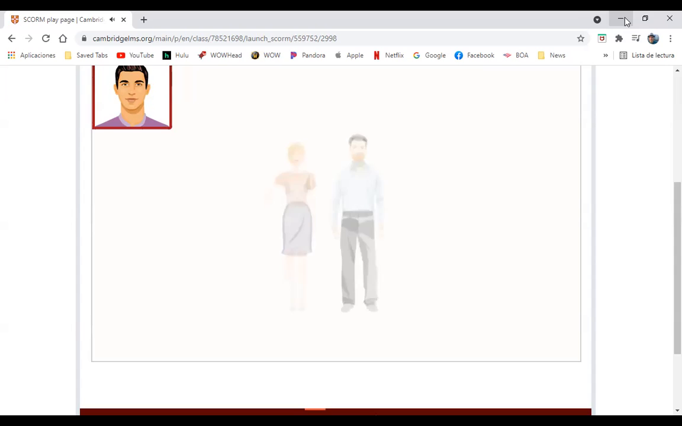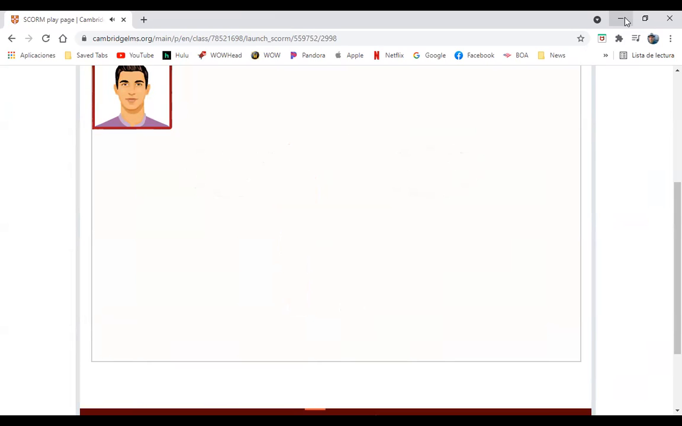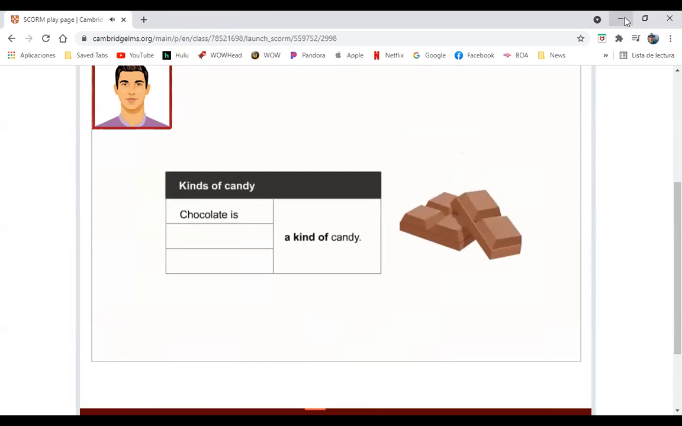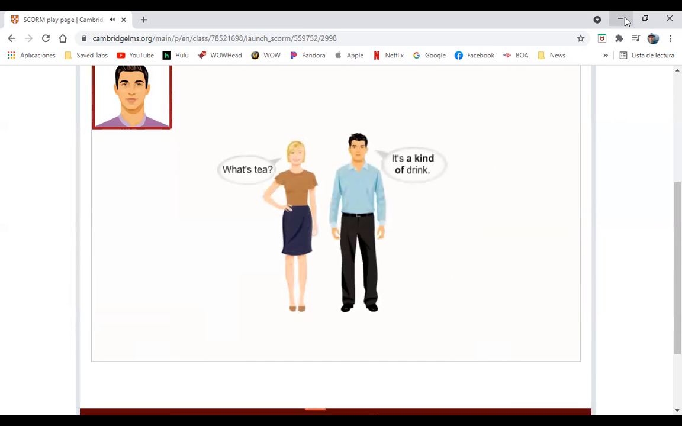What are sprinkles? They're a kind of candy. They're a kind of candy, explains the word sprinkles. Here are other kinds of candy. Chocolate is a kind of candy. Cotton candy is a kind of candy. Sprinkles are a kind of candy. Here are some more examples. What's tea? It's a kind of drink. What's coffee? It's a kind of drink. What's soda? It's a kind of drink.